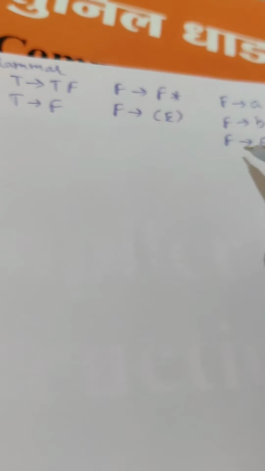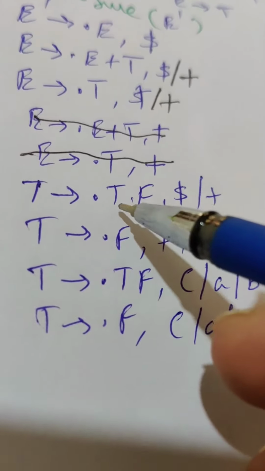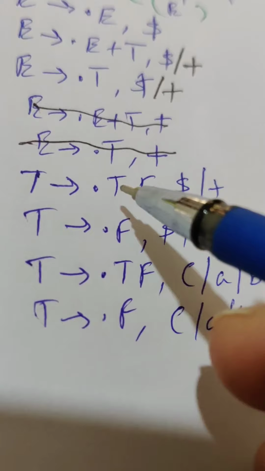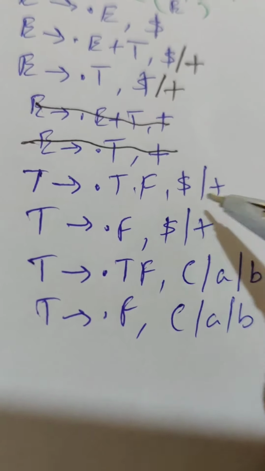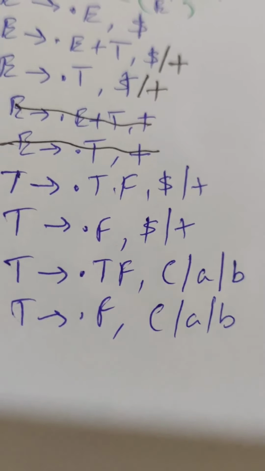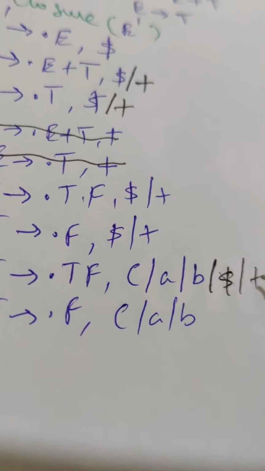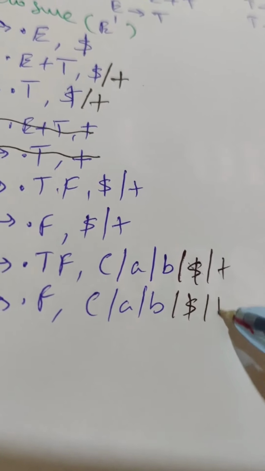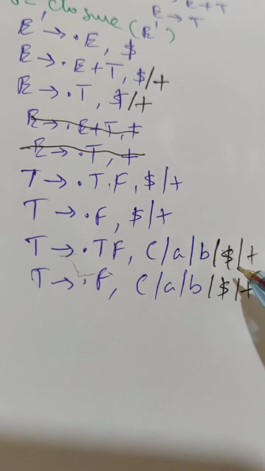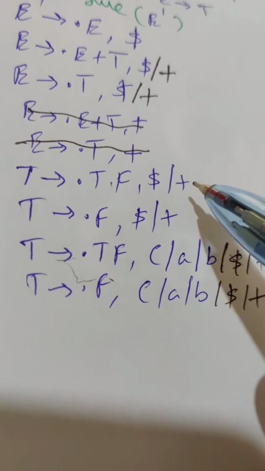The point is, if F goes to epsilon, let's see the effect. These two rules are because of this T, so if you're finding the lookahead of this, if F goes to epsilon, the lookahead of this T is going to be dollar or plus. So we have to take the lookahead as dollar or plus as well here. So we have to add here dollar or plus. Now these two rules are anyway already here, so let's go back and add these lookaheads there.